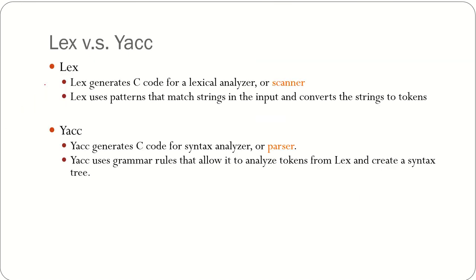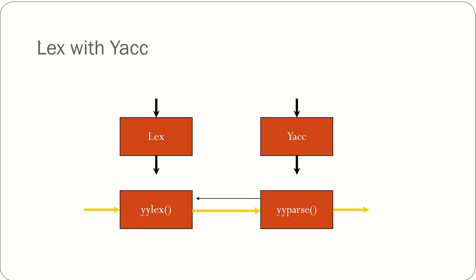So in this presentation we have discussed Lex and Yacc. Lex generates C code for a lexical analyzer or scanner. Lex uses patterns that match strings in the input and converts strings into tokens. Yacc is Yet Another Compiler Compiler, which generates C code for a syntax analyzer or parser. Yacc uses grammar rules that allow it to analyze tokens from Lex and create a syntax tree. Both can be used together. Lex generates tokens which are passed to the parser, and Lex and Yacc can work together and generate this syntax tree. Thank you all.